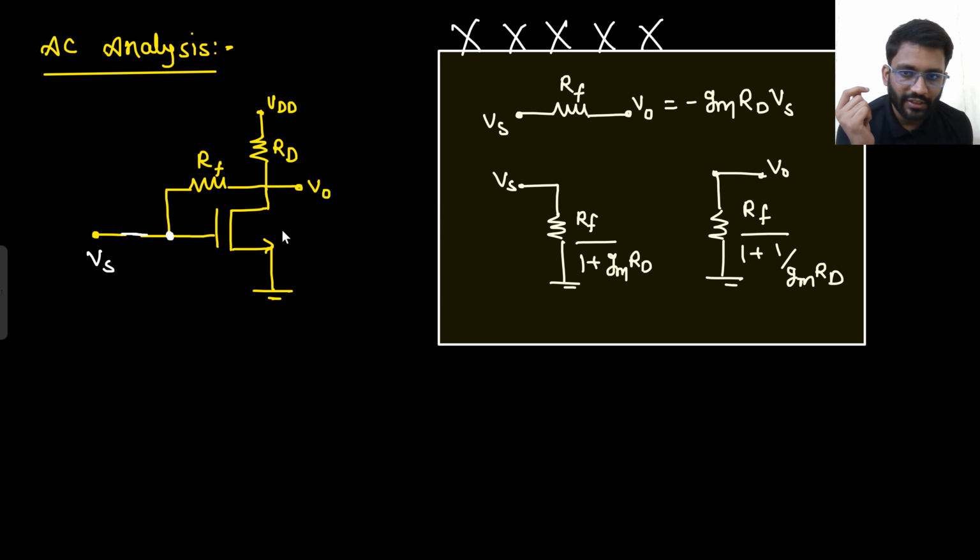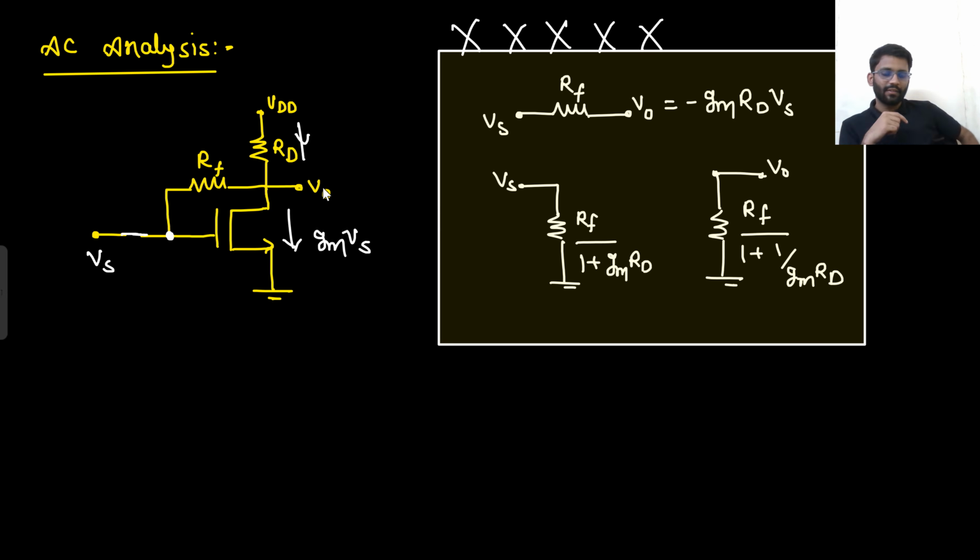This is Vs, your Vgs is Vs, so what will be the current? GmVs. Now will that current flow from RD? Will that current completely flow from RD? Say yes or no. No, the current will not completely flow from RD. That current can go into RF as well.